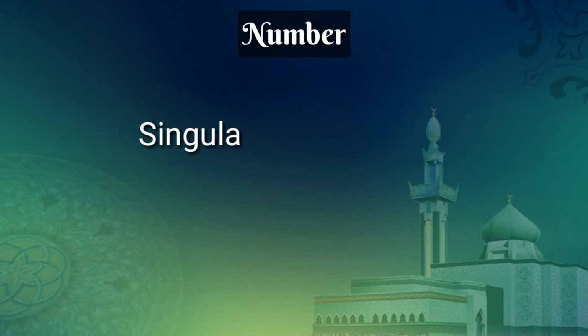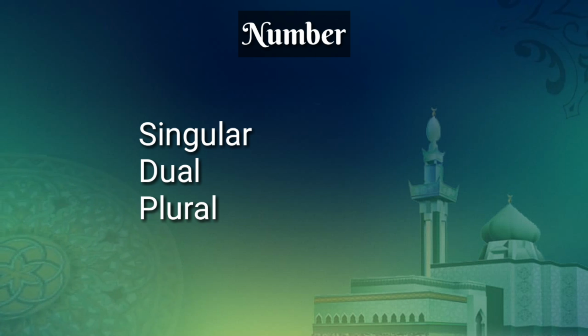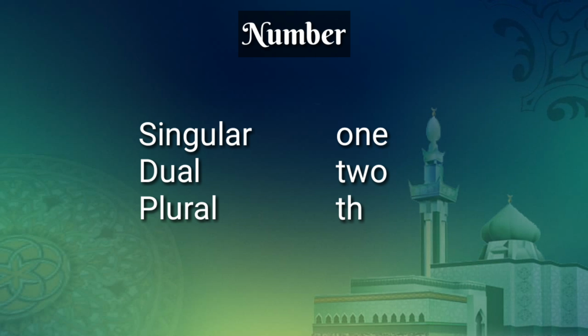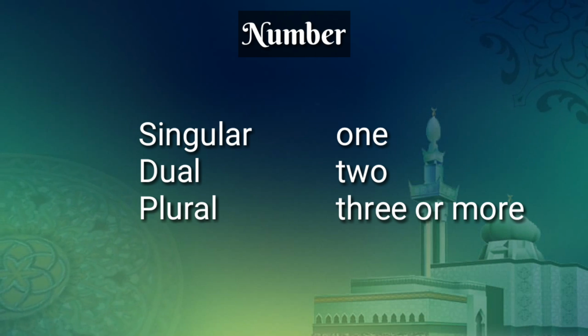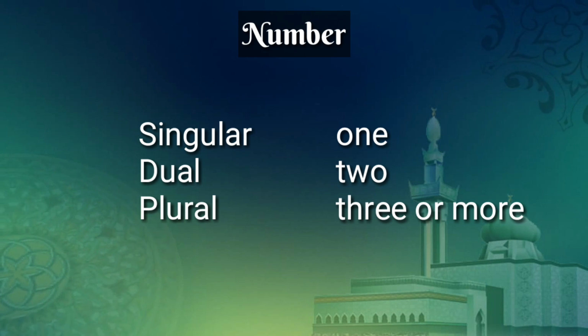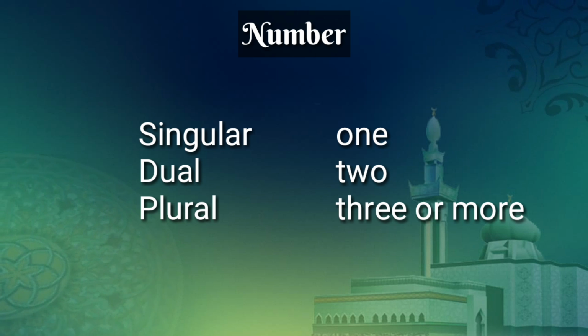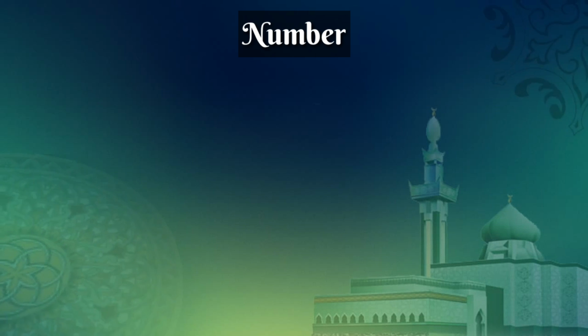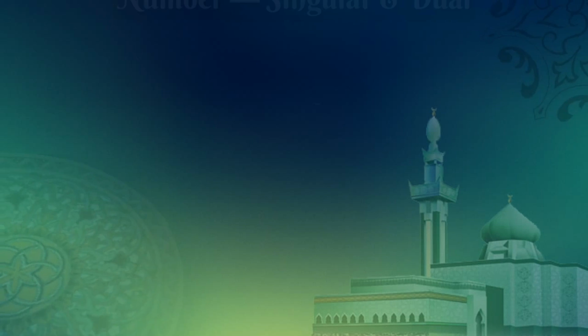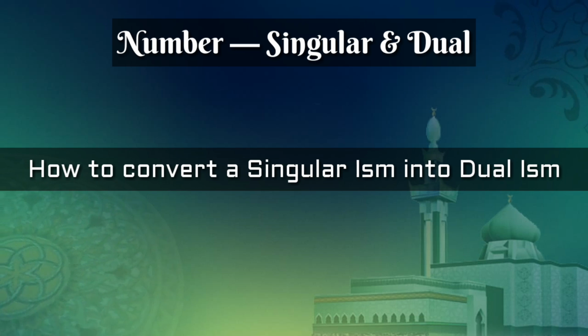So that's singular, dual, and plural. Now what we are going to study in the coming 2 to 3 days is how to recognize the number of an ism. Whether we are talking about 1 singular, whether we are talking about 2 ism dual, or whether we are talking about 3 or more ism, that is plural. Today our topic is dedicated to singular and dual. So we are going to discuss how any singular ism can be converted into dual ism.